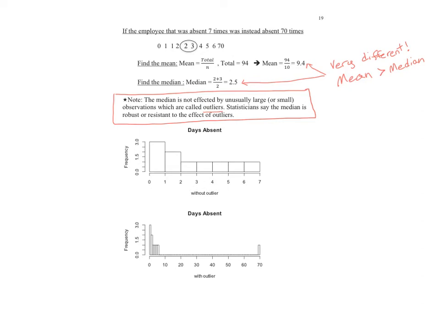If we want to look at the two graphs, this is the graph when the 10th person was absent 7 days, compared to how the graph looks when that person is absent 70 days. For the mean, to balance it, we have to move that balancing point out in that direction. So statisticians say that the median is robust or resistant to the effect of outliers, because it's not affected by outliers. The number doesn't change.